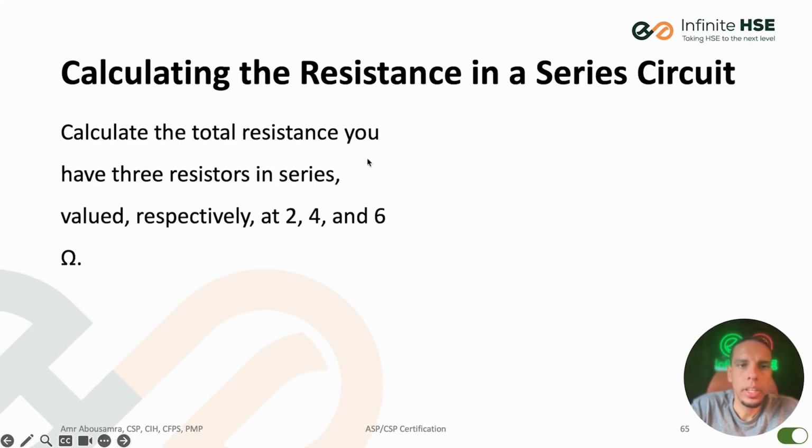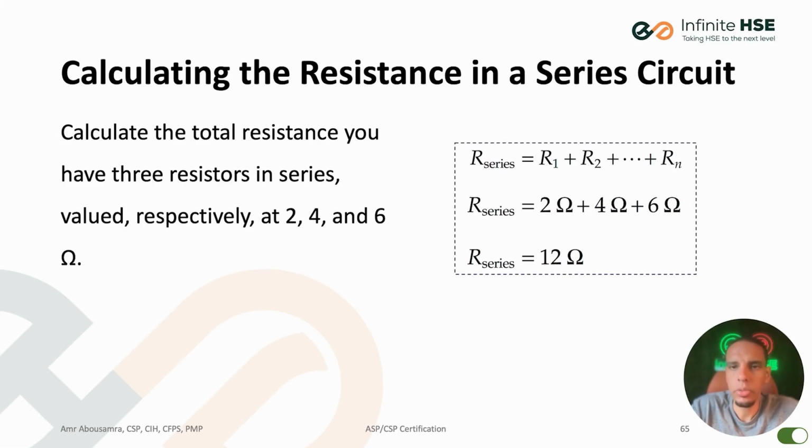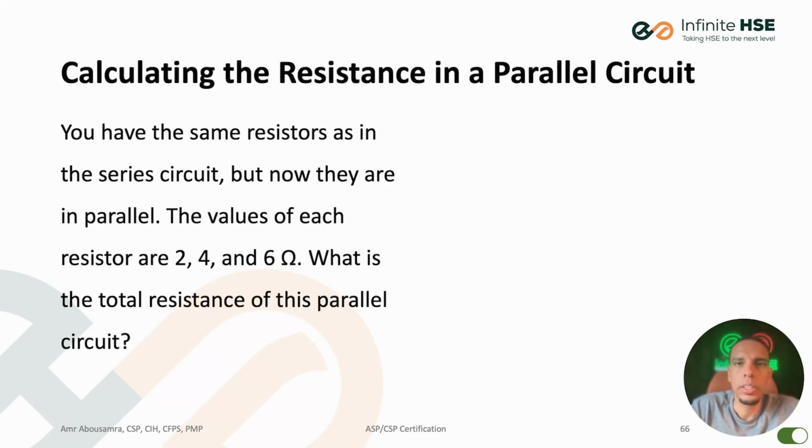The question says, calculate the total resistance. You have 3 resistors in a series. That means I have 3 resistors, one after the other, connected in series, respectively 2, 4, and 6 ohms. So what is their total resistance? As we said before, there's a difference between resistance in series and parallel circuits. We explained this before. So it would be the sum of all of these. You add these numbers together and the total resistance will be 12 ohms. It's simple, really.